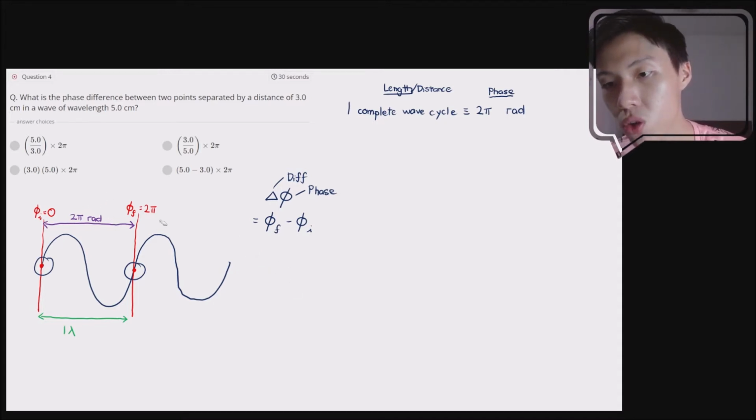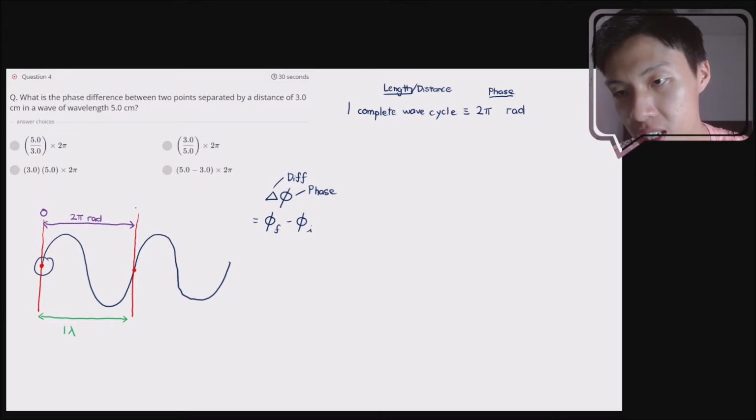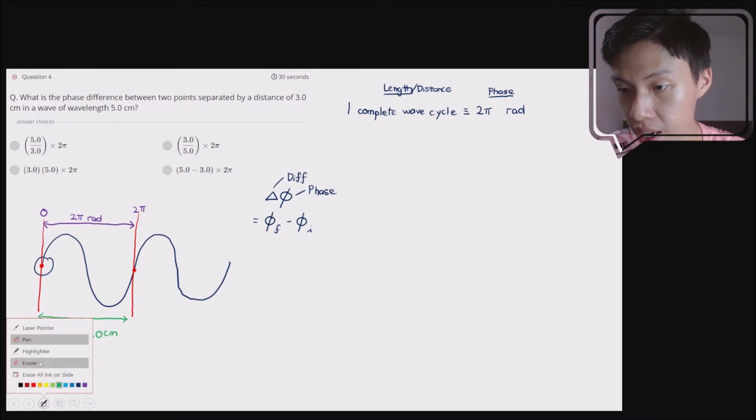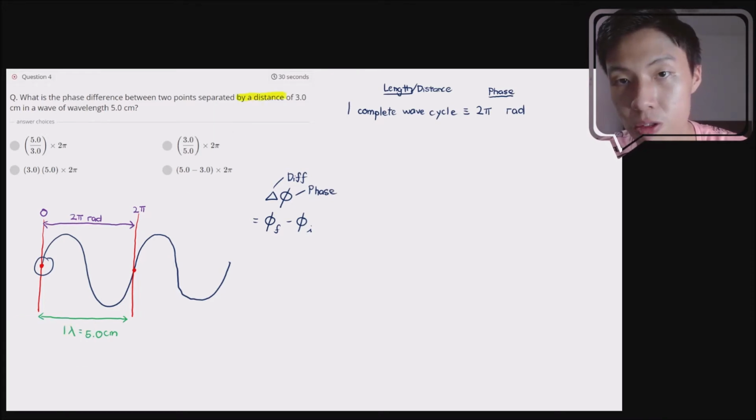Okay, so now we know this is the situation that we have here. So let's not call this final, and not call this initial. This is 0 in terms of phase. This is 2 pi in terms of phase. Now they are not interested in these 2 points over here. We know that lambda is 5 cm, but they're not interested in these 2 points that are separated by 5 cm. They're interested in the 2 points that are separated by a distance of 3 cm.